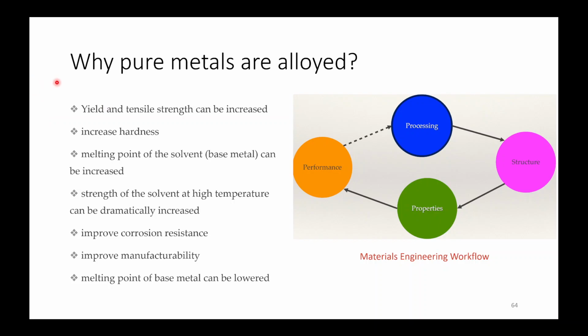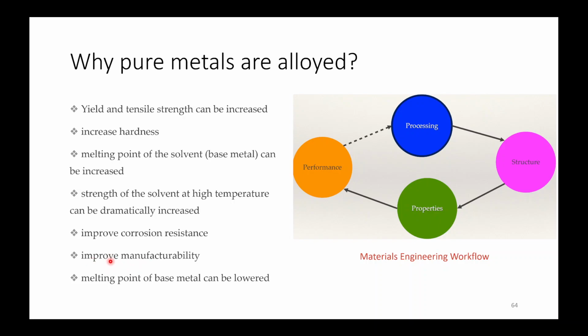Now for the 9th chapter, firstly we studied why pure metals are alloyed. In this case, yield and tensile strength can be increased if we are alloying some materials. Then it can also increase hardness. Melting point of solvent can be increased. Strength of solvent at high temperature can be dramatically increased, corrosion resistance can also be improved, and it can also improve the manufacturability.